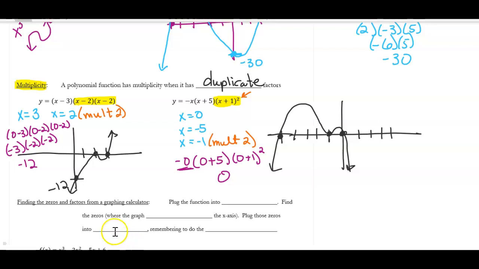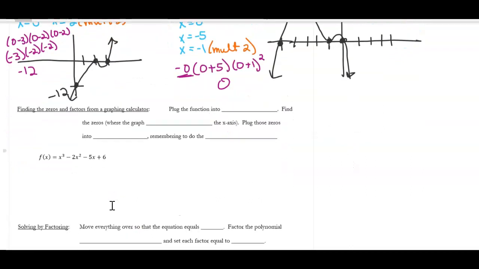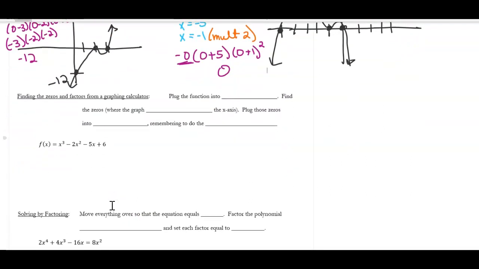Okay? All right, so the next thing we're going to do is find the zeros and factors from a graphing calculator, which is pretty nice because all we have to do, oops, let's see, why aren't you working? There we go. You're going to plug each function into y equals. You're allowed to use a graphing calculator or Desmos. I really like Desmos because you can see it clearer.